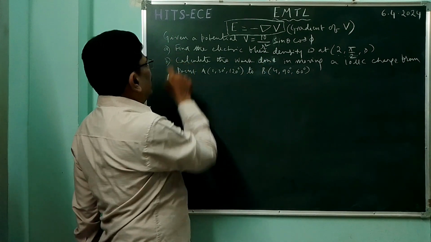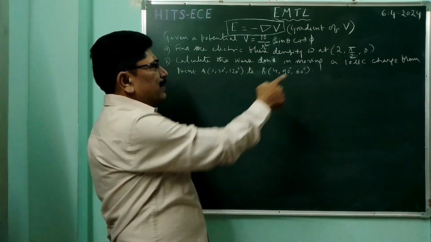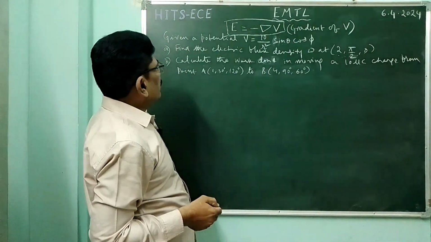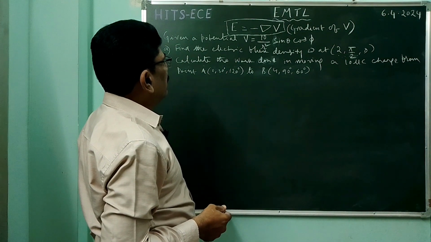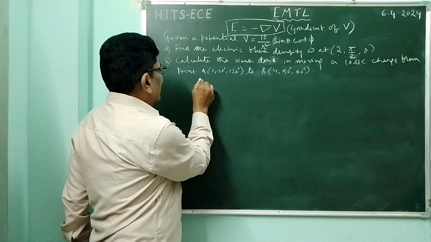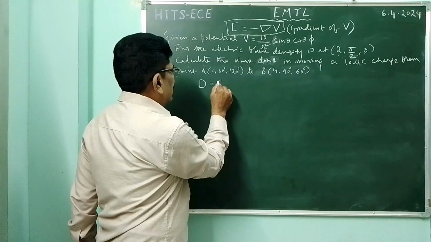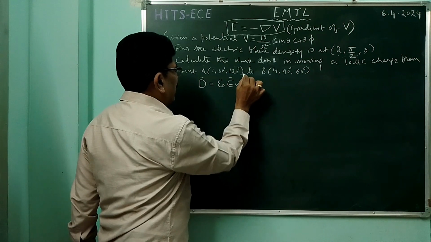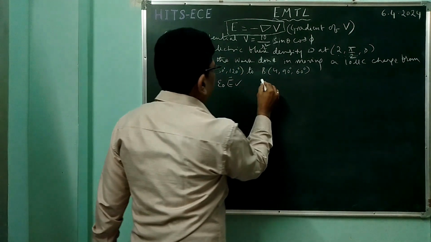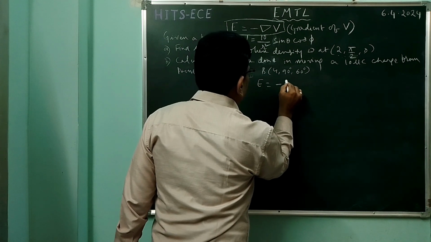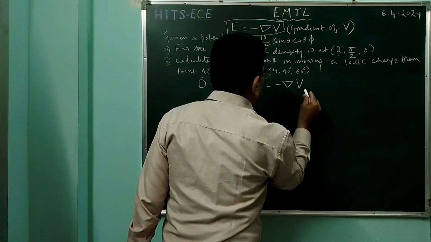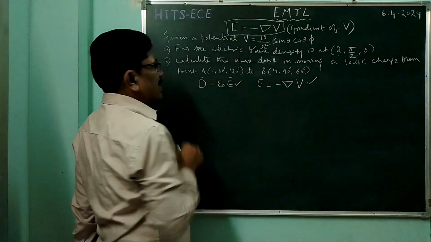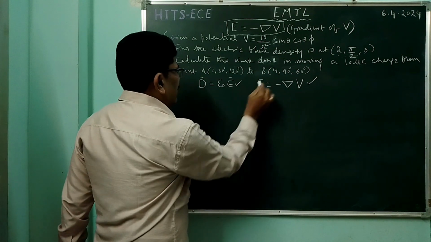Okay, let us do now the first bit. Find the electric flux density D at the given point 2, 90 degrees, that is 5 by 2, 0. You know that this electric flux density D is equal to epsilon naught E, where D and E are vectors. This we have already derived in the earlier classes, and E is equal to minus del V. First we will find the electric field and then find the flux density. The electric field is a vector.